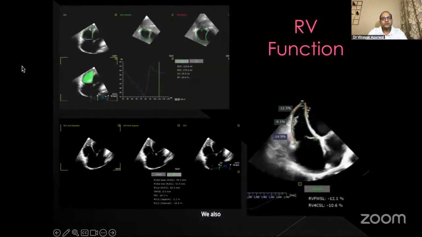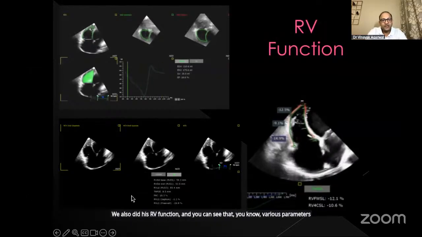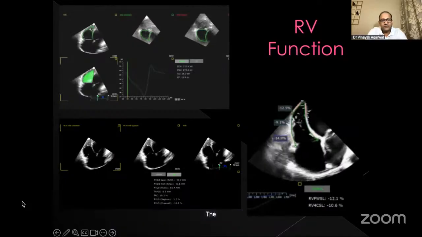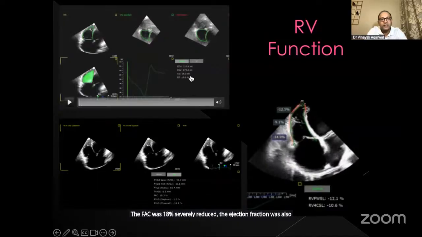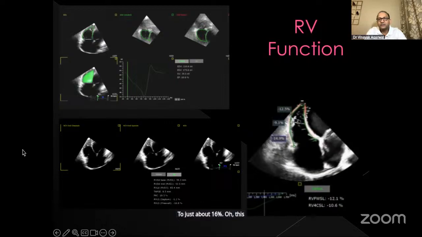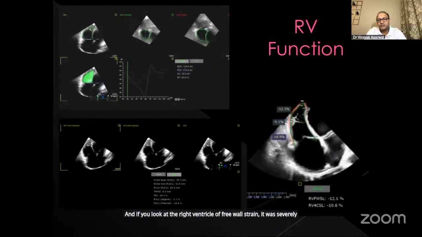We also did his RV function, and you can see various parameters of RV function. TAPSE was just 8.5 millimeters. The FAC was 18%, severely reduced. The ejection fraction was also markedly reduced to just about 16%. This is the RVEF that we're talking about. And if you look at the right ventricular free wall strain, it was severely reduced to just 12%.